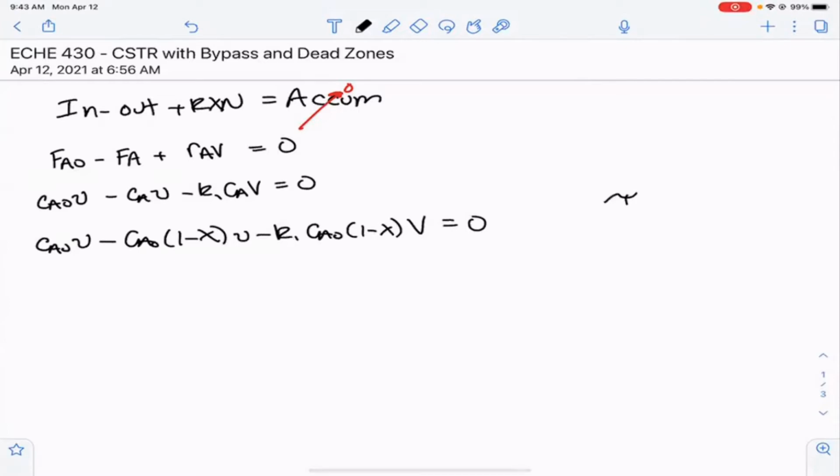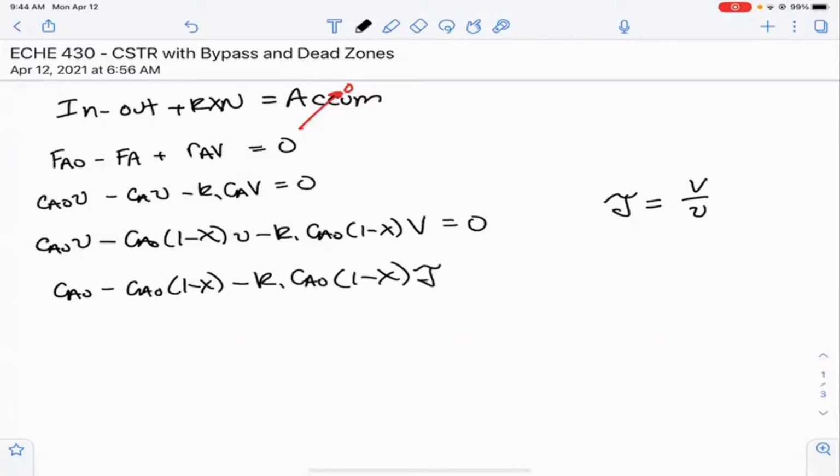And remember, earlier in our semester, we defined the residence time as the volume divided by the volumetric flow rate. So I'm going to go ahead and divide everything through by the volumetric flow rate and get CA0 minus CA0 times 1 minus X minus K1 times CA0 times 1 minus X times the residence time is equal to 0. Okay. And these two are going to simplify because this is just CA0 minus CA0 plus CA0 times the conversion, right? So those two terms go away.